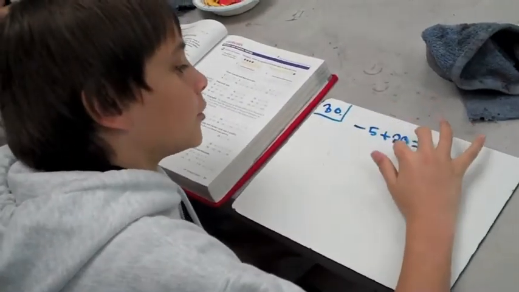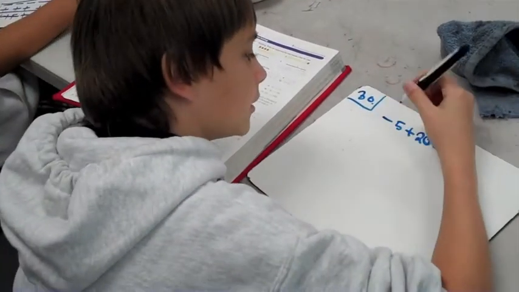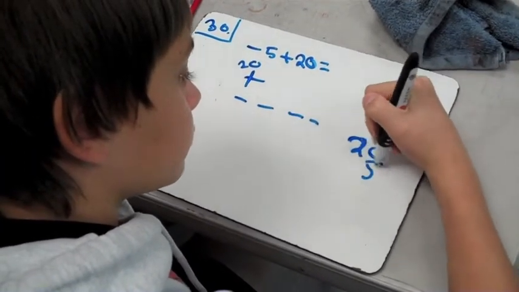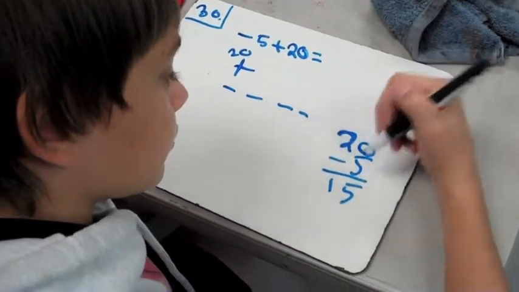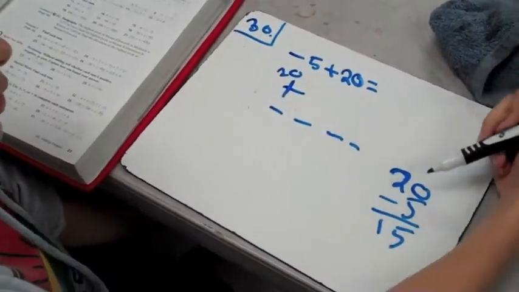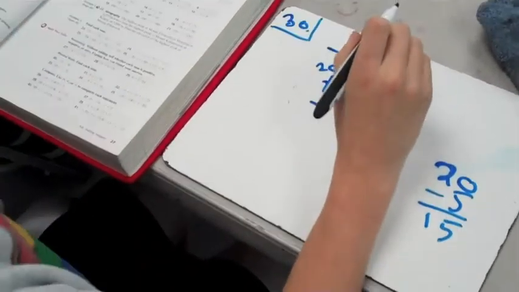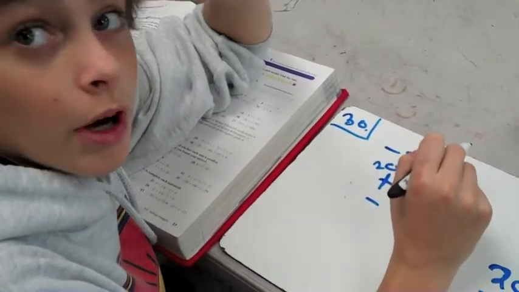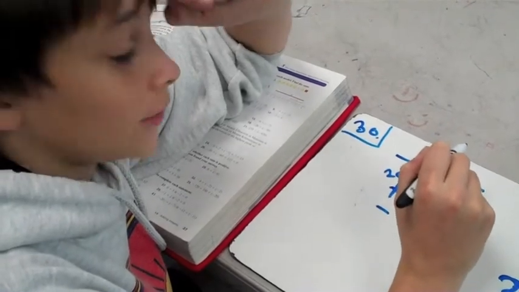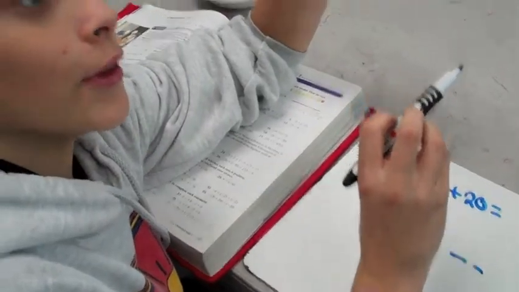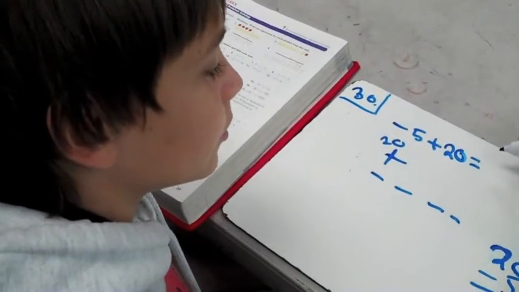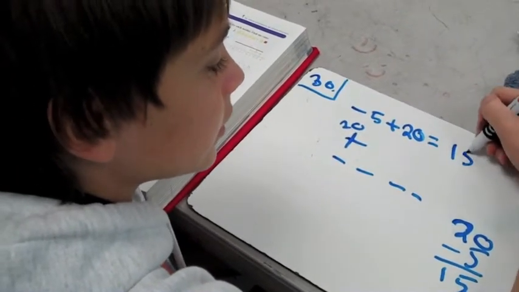-5 plus 20 would equal, so the model would be... And why are you subtracting 5? Because you could easily do that instead of doing all the model. If the positive has more, then it would be positive. If the negative has more, then it would be negative. So in this case, the positive would be bigger, so then it would just be 15.